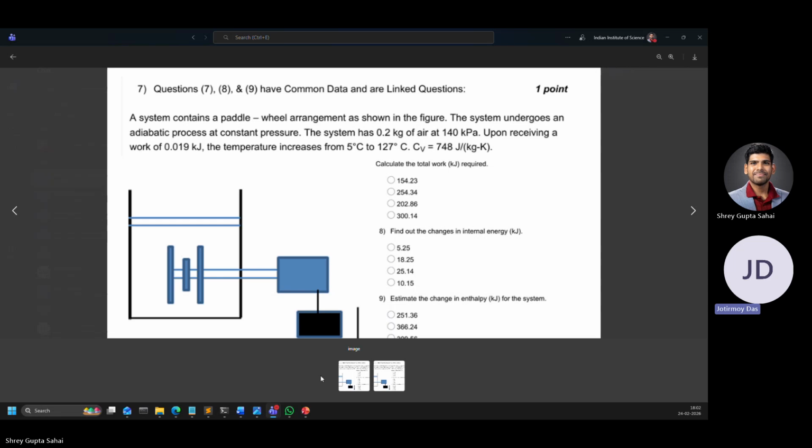But while trying to calculate the total work, because it is a closed system, applying the first law of thermodynamics, Q is equal to delta U plus W. Since Q is equal to 0, because it is an adiabatic process at constant pressure, W should be equal to minus delta U. However, this value is not matching the total work done.